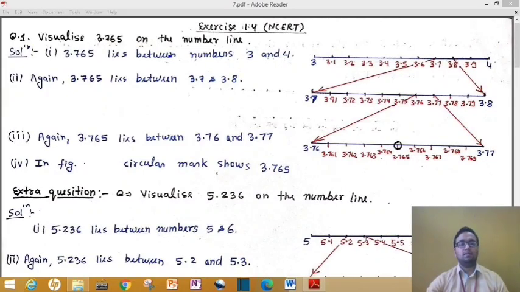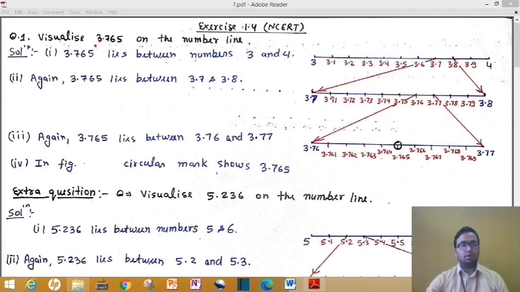Good morning, class. Today we will start with exercise 1.4 of NCERT, as you can see on your screen. Okay, so we will start with the first question, that is, visualize 3.765 on the number line.